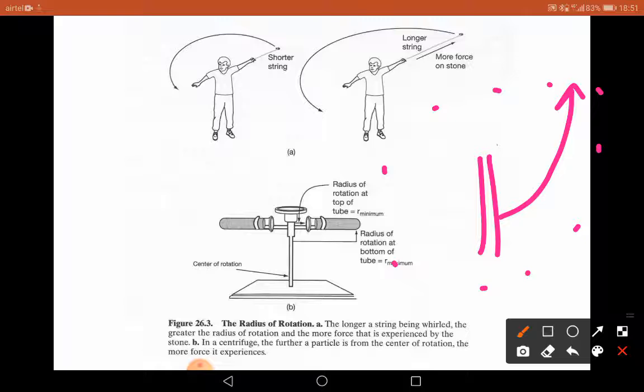So there are some conditions. If the string is longer, the force is more. If the string is shorter, the force generated is less. On the same principle, even in a centrifuge, we have a center axis of rotation, and we have the tubes attached to it.